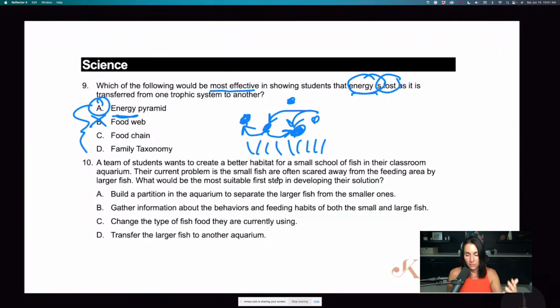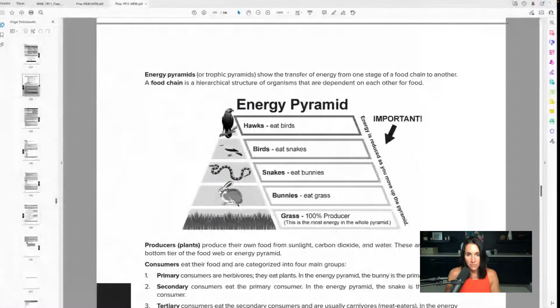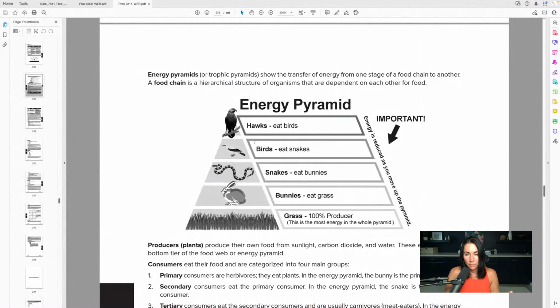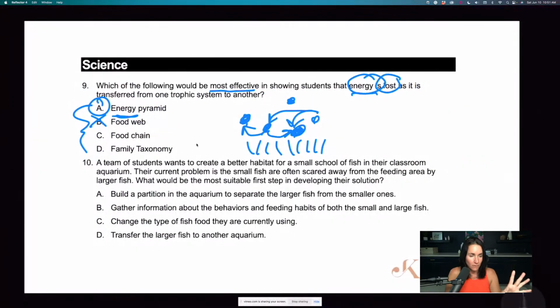Food chain is sort of like an energy pyramid where you see, as you move up the food chain, for example, in this particular thing here, the hawk would be at the top of this particular food chain, but energy pyramids show the energy loss or the energy reduction. So that wouldn't be as good as energy pyramid. And family taxonomy, this is the Linnaean system. This is where you put things into phylums, classes, families, species, and that's not what's really going on here. So D is out, leaving A, energy pyramid, the correct answer.